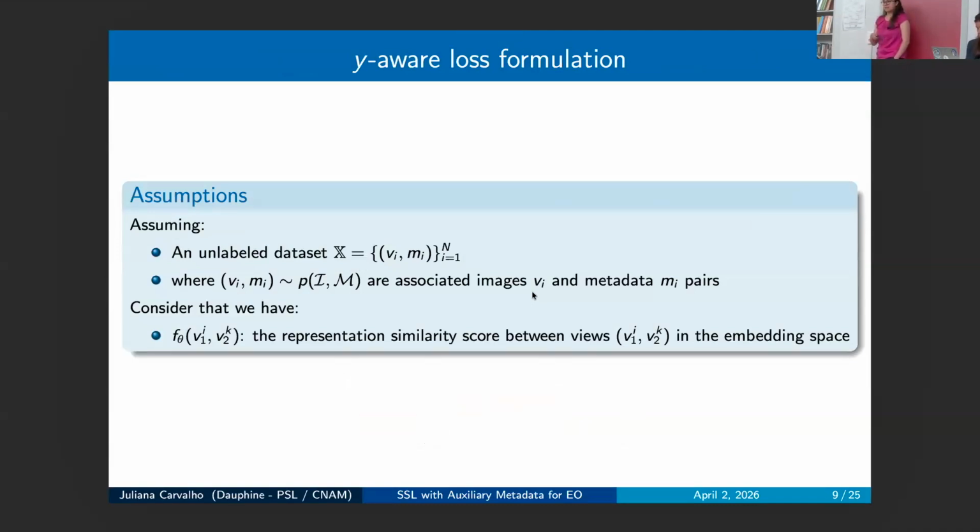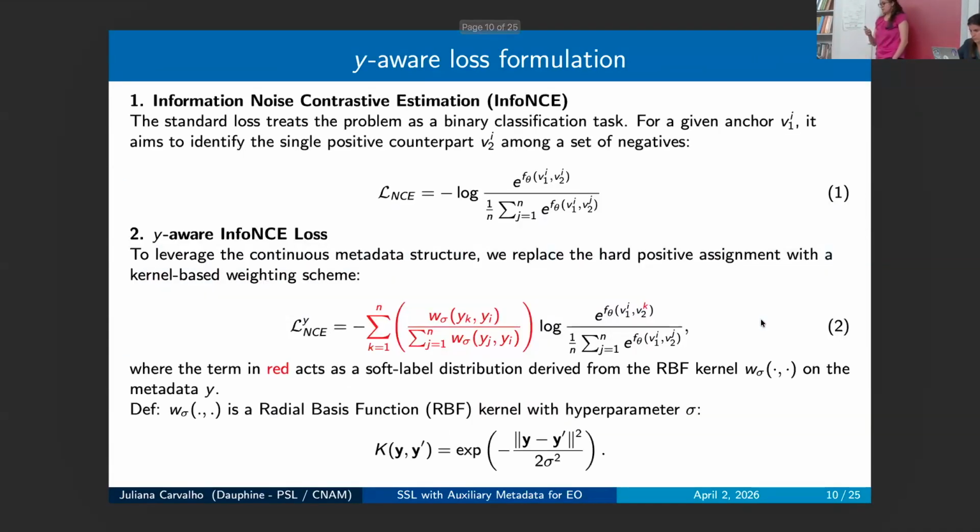First, they assumed that they had an unlabeled data set consisting of an image P and a metadata N, and also that they have the representation similarity score, F theta, between two views, V1 and V2, in the embedding space. And just to give you a bit more context, this is the traditional noise contrastive estimation, InfoNCE loss, which is used in contrastive learning, where basically the goal is, given an input image, to find the other positive among all the other negatives in the batch.